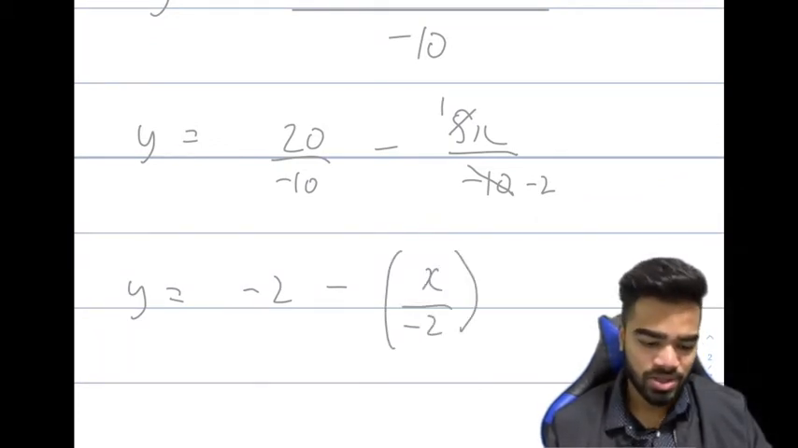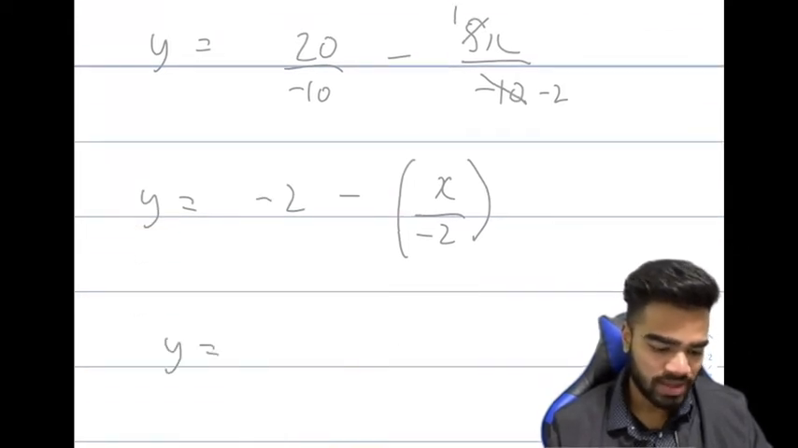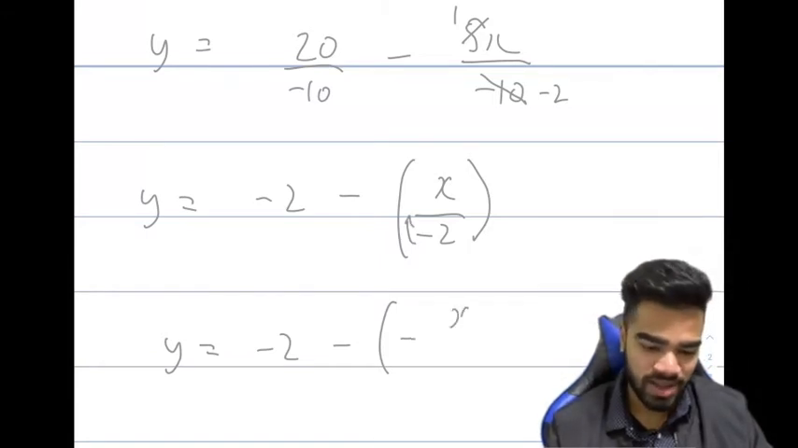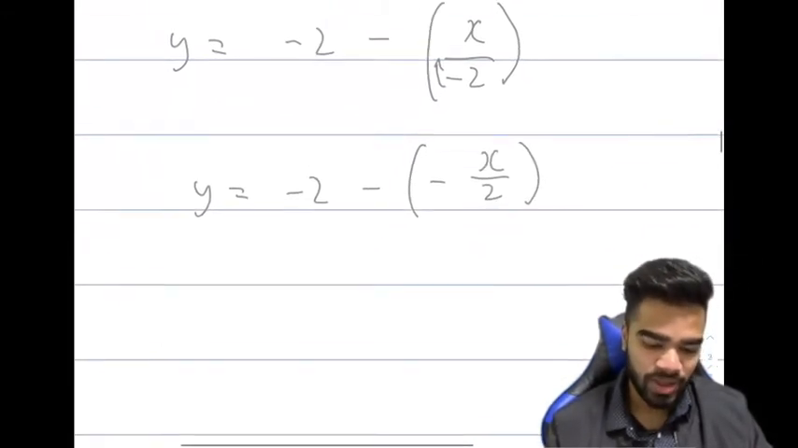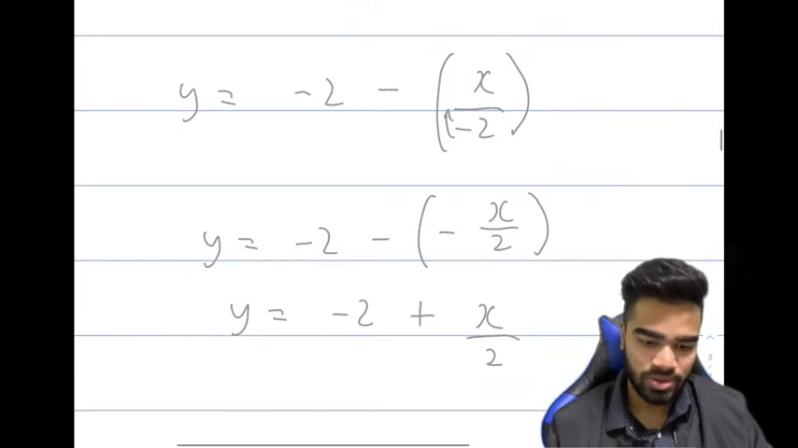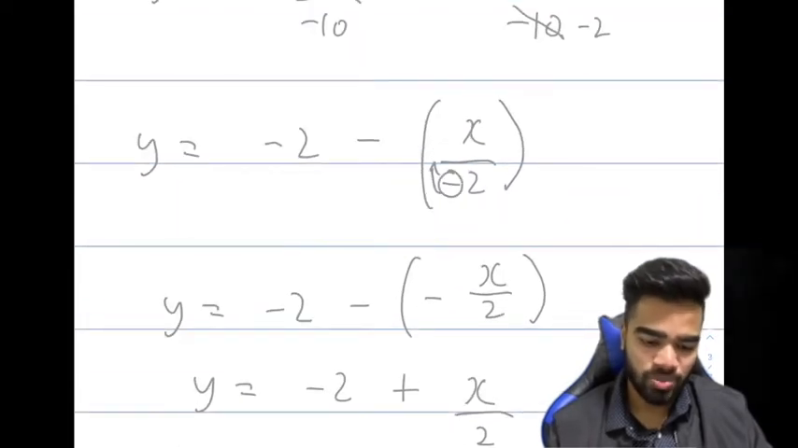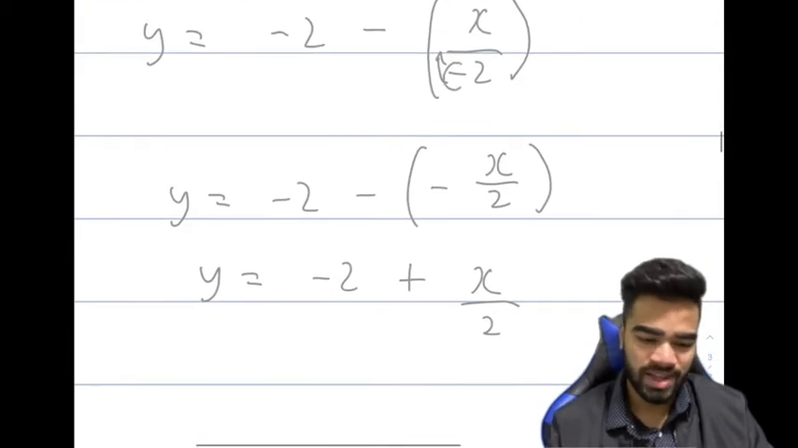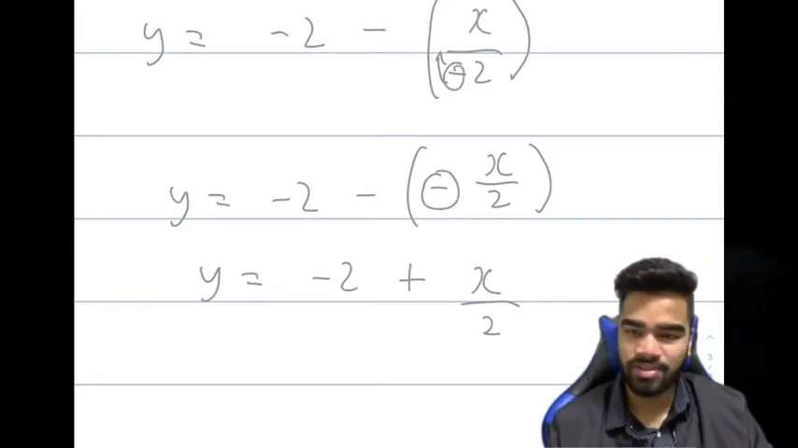X over negative 2. So you can also write this as y is equal to negative 2 minus, and in brackets you can take the negative up. It means the same thing. So minus x over 2. What you're left with, guys, as the last answer is y is equal to negative 2, negative makes positive, x over 2. We'll talk in the future more about why you can write the negative at the front like that. But for now, just accept that you can.